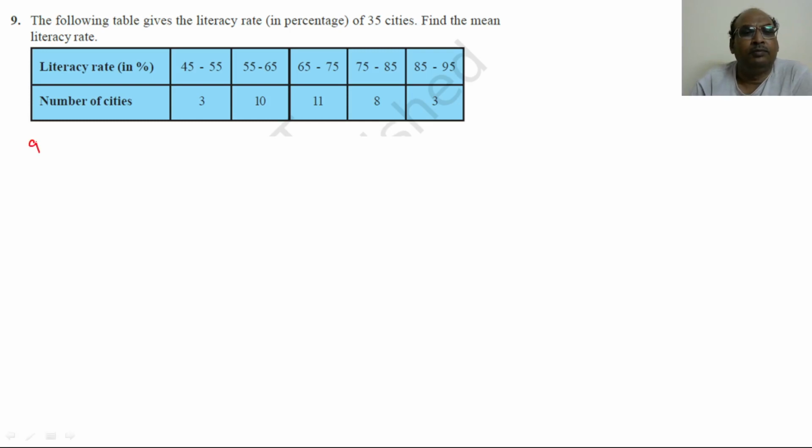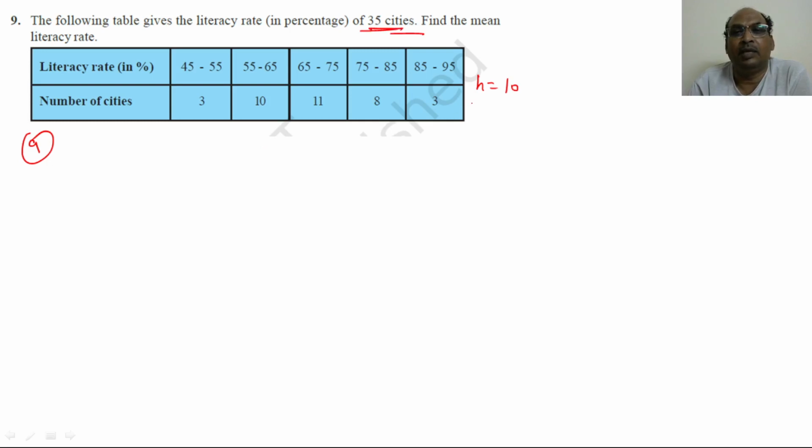Question 9. The following table gives the literacy rate in percentage of 35 cities. Find the mean literacy rate. So 45 to 55, 55 to 65, both are same. Class size is also same. 65 to 75, 75 to 85, 85 to 95. Also class sizes are same. So problem is not there. H is equal to 10. Okay. 35 cities are there.